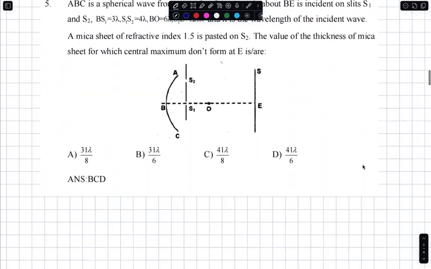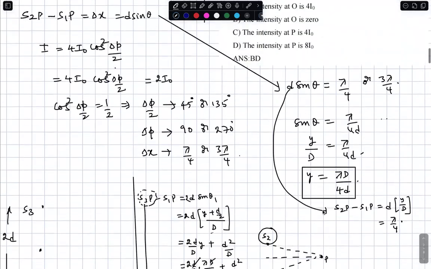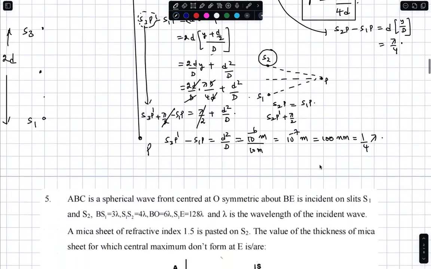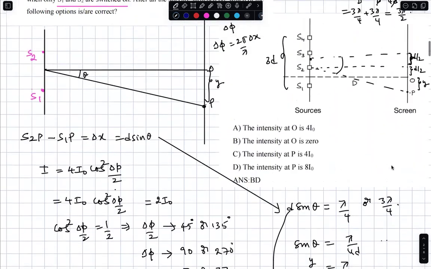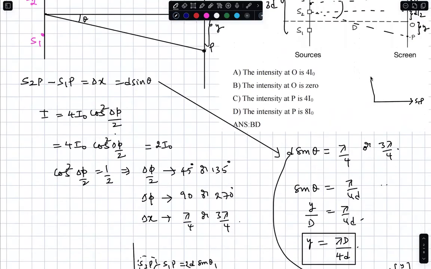Just now we have seen d square by capital D is lambda by 4. So 3 lambda by 4 plus 3 lambda by 4 is 3 times lambda by 2, which means lambda plus lambda by 2. I got very clear clarity now. Now I am drawing phasor angles. So now S1P is taken as a phasor like this. With respect to S1P, S2P is lambda by 4, meaning 90 degrees.